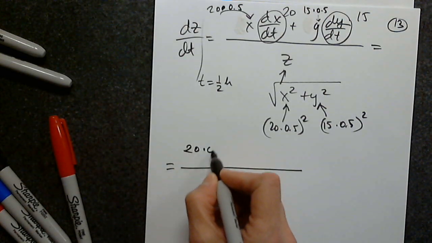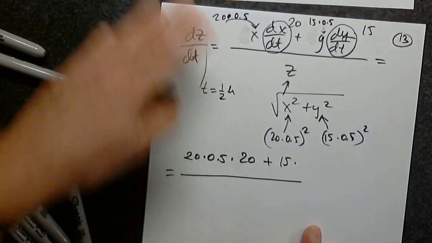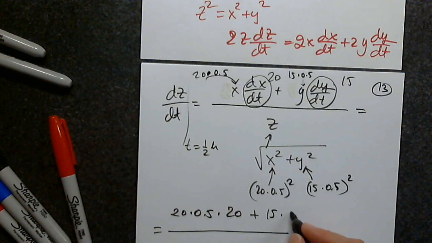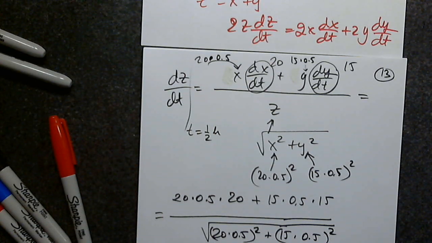So 20 multiplied by 0.5 multiplied by 20 plus 15 times 0.5 times 15. And everything divided by the square root of 20 times 0.5 squared plus 15 times 0.5 squared. Is this okay? And now what I would recommend, I would put everything in the graphing calculator, like this.